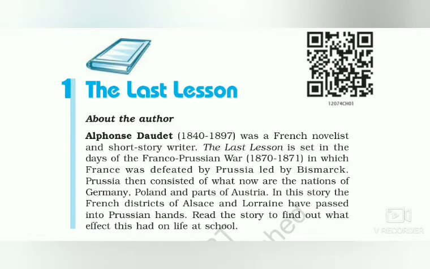So what happened in this lesson is that when France was defeated by Prussia in the Franco-Prussian War, some districts of France were handed over to Prussia. You can imagine that the people of those districts are no more citizens of France from the moment they were handed over. They belong to Prussia now and will be considered people of Prussia.